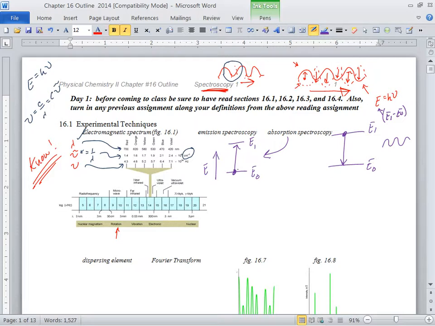Those delta E's, E1 minus E0, is the same for both. So they're both going to be the exact same color, the exact same wavelength. What we're talking about right here.